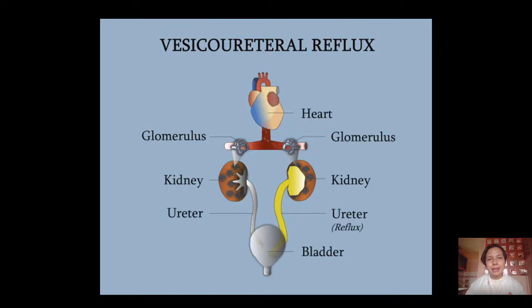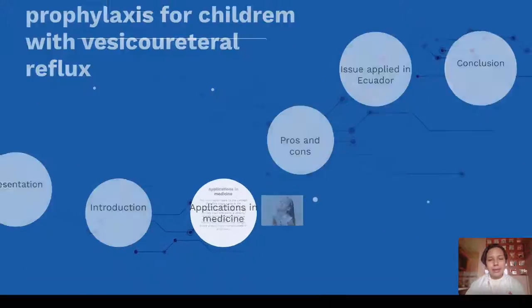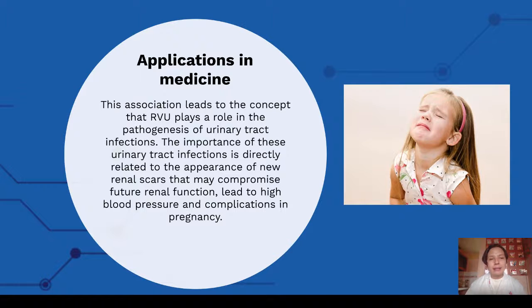Here I explain the vesicoureteral reflux. Applications in medicine. This association leads to the concept that VUR plays a role in the pathogenesis of urinary tract infections. The importance of these urinary tract infections is directly related to the appearance of new renal scars that may compromise future renal function, lead to high blood pressure and complications in pregnancy.